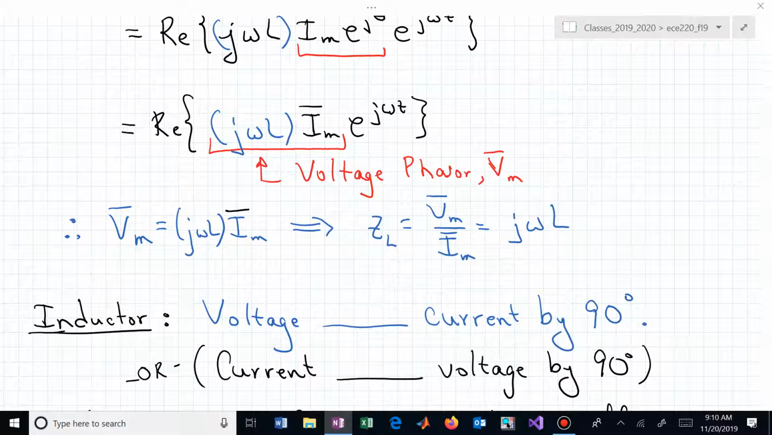So maybe I'll query the game show audience. Now we have leading for 1 and lagging for 2. I need you to show me your fingers when I say the first blue sentence, voltage blank the current by 90 degrees. When I count to 3, I want you to say either 1 for leading or 2 for lagging. Ready? 1, 2, 3.